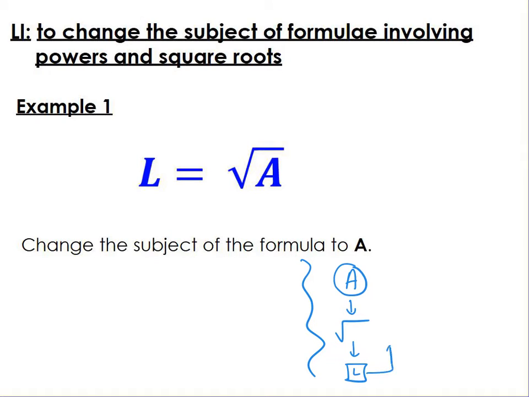So going back upwards, well, what's the opposite of square rooting? It is to square. So I'm going to square both sides. So square this side, square this side. That is going to give me L squared equals, and when you square a square root, you cancel it out, so it's going to be L squared equals A. Write the subject on the left hand side, A equals L squared.